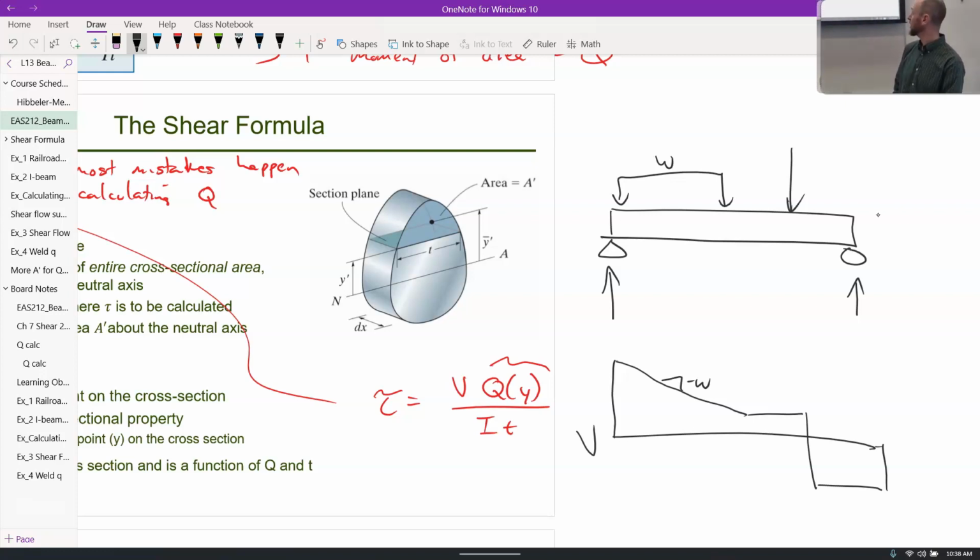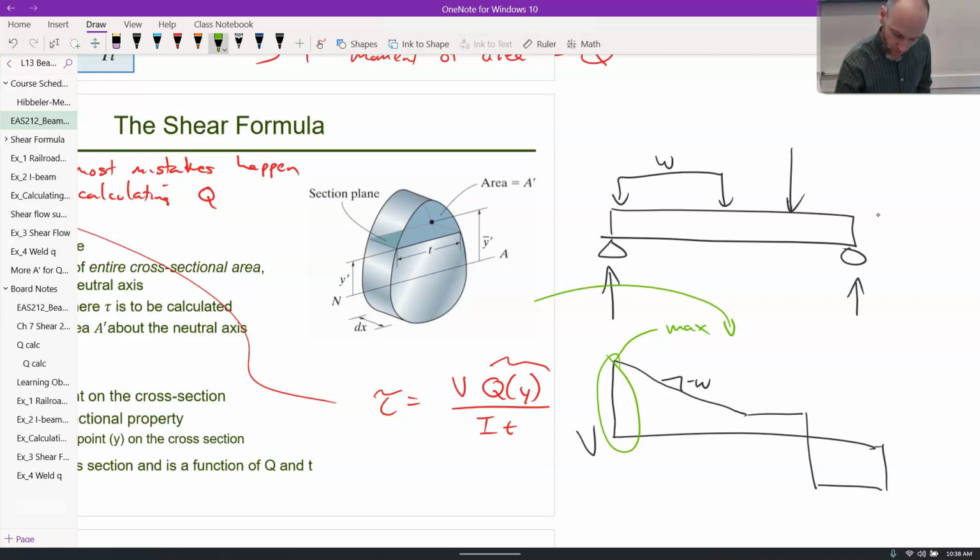That's what we have. If, for example, this is our max V that we plug into that equation, it doesn't matter if we're looking at the stress at the top, the middle, or the bottom. That V is constant at that specific location. It doesn't vary. For a beam like this that has constant thickness, t is the same everywhere. So the only component in that equation that would produce a different shear value depending on where you are on the cross section is Q. I've said that the shear stress varies constantly across the cross section, and that means that Q is unique everywhere on that cross section.